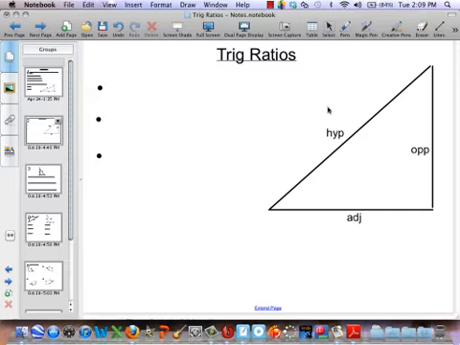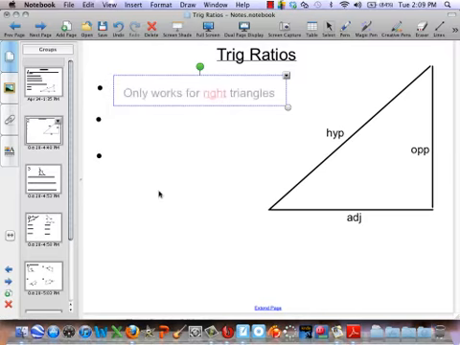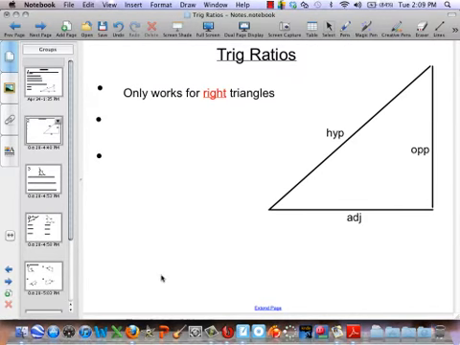So, the first one, and I want to make sure we understand this very clearly. The ratios we are about ready to learn today only work for right triangles. If you have anything else, this will not apply. In those situations, you would have to use law of sines and law of cosines.